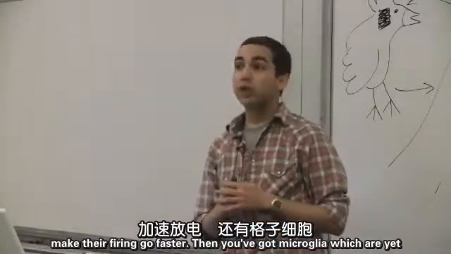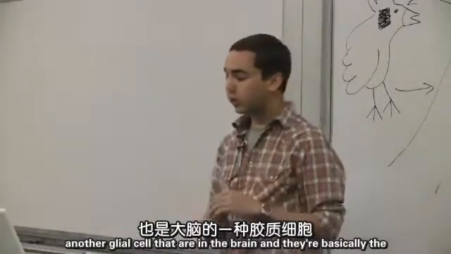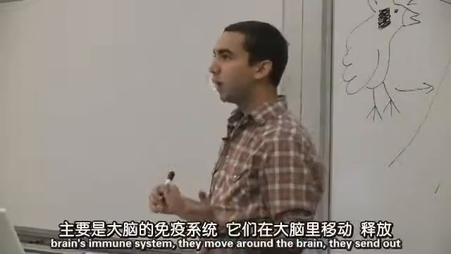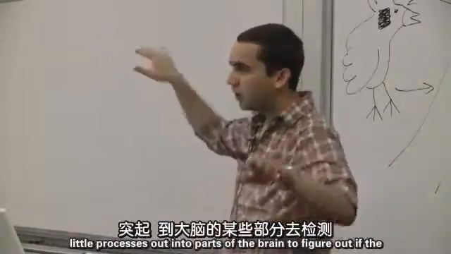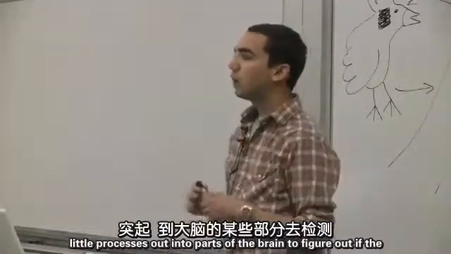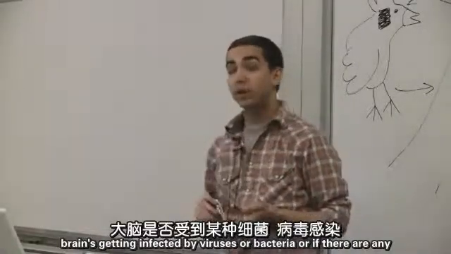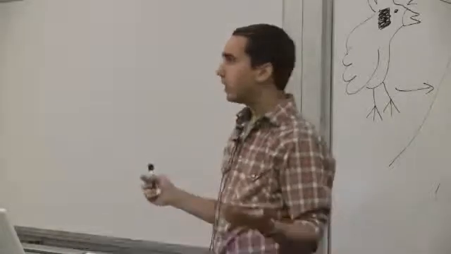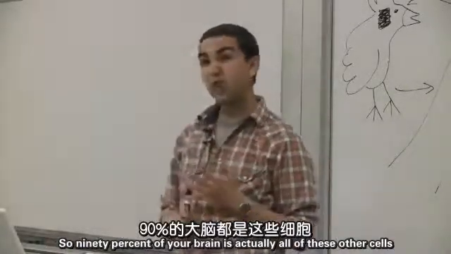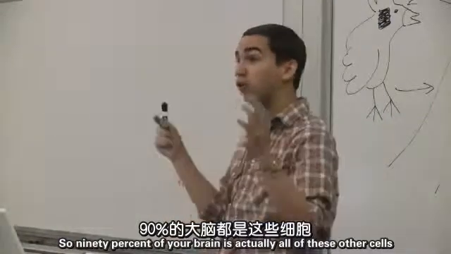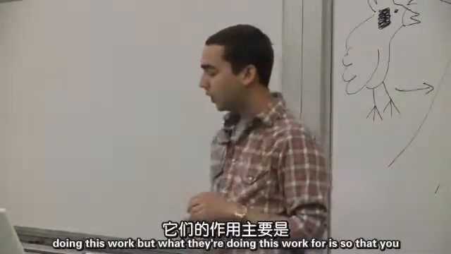Then you've got microglia, which are yet another glial cell in the brain. And they're basically the brain's immune system. They move around the brain. They send out little processes into parts of the brain to figure out if the brain's getting infected by viruses or bacteria, or if there are any dead cells that need to be cleared up. And they do all of that work. So 90% of your brain is actually all of these other cells doing this work.